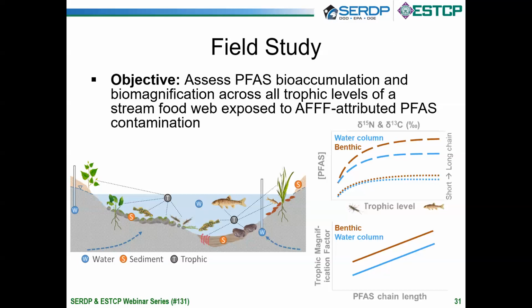which really can only be applied to individual species and have been shown to be highly variable between predator-prey combinations. As illustrated by both these concept figures on the right, we are particularly interested in the effect of organism habitat, particularly the degree of sediment association, and of PFAS chain length on our field study results.